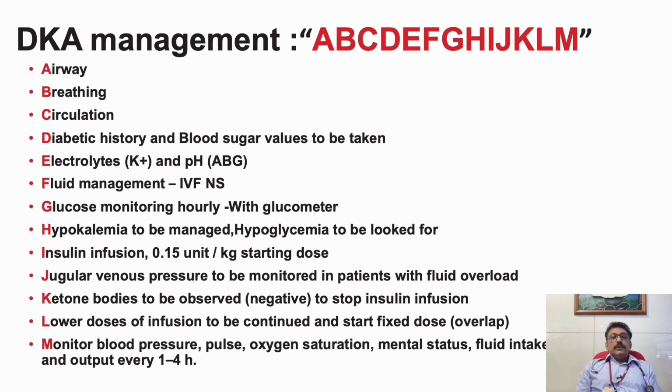Hypokalemia should be managed, because many patients who have hypokalemia, if you start them on insulin infusion, there will be a shift of potassium and further hypokalemia can produce severe arrhythmias. So we have to be very careful. Insulin infusion should be started at a rate of 0.15 units per kg as an infusion, in a patient who is having DKA. But remember, potassium correction should be done before that.